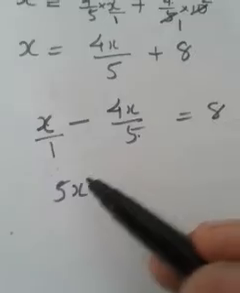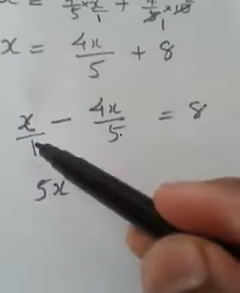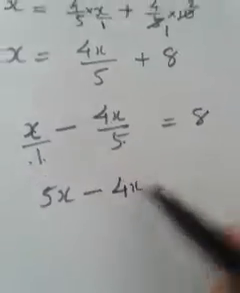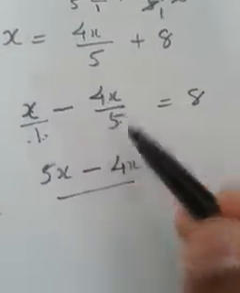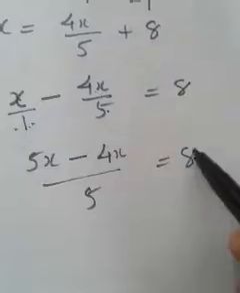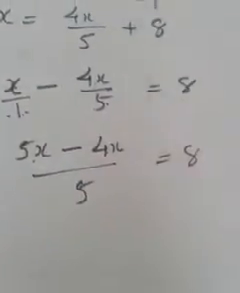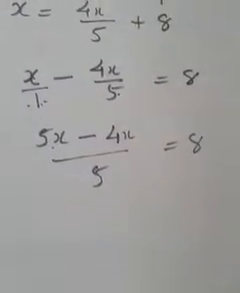Then this sign as it is. Then 1 into 4x. 1 into any number is that number itself. So 1 into 4x is 4x itself, divided by 1 into 5, which is 5, is equal to 8. What is 5x minus 4x? 5 Kit Kat minus 4 Kit Kat? 1 Kit Kat.